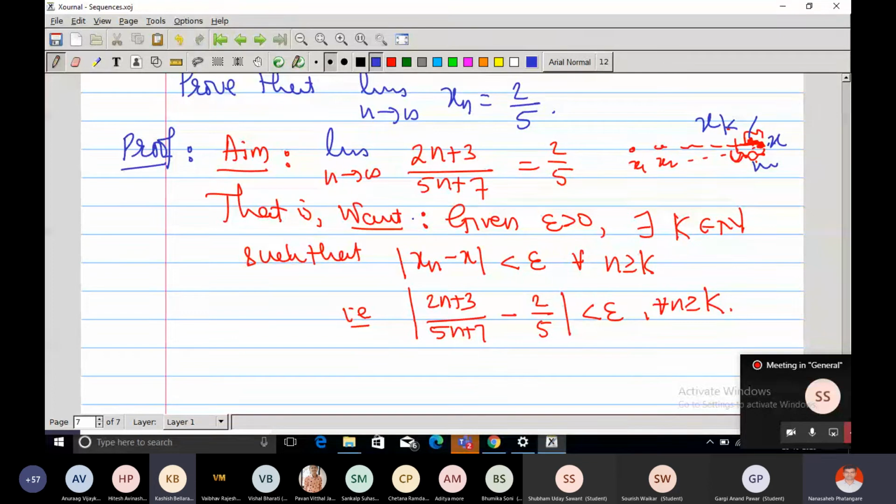Selecting an epsilon. So see what it means philosophically. Suppose somebody asks you to bring a glass full of water, right? Suppose somebody asks you to bring the water. How will you start the process?